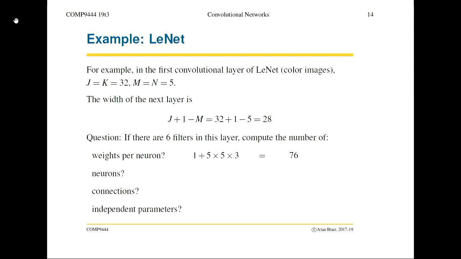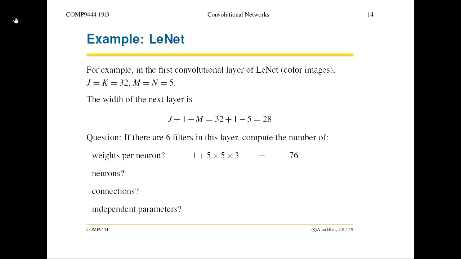So how many weights per neuron? Well, each neuron is receiving input from this 5 by 5 pixel part of the image. So that's 25 pixels. And each pixel has 3 color components: red, green, and blue. And then there's the bias, right? So there's 1 for the bias, plus 5 times 5 times 3, which is 76. So each neuron in the hidden layer is receiving input from 76 inputs.